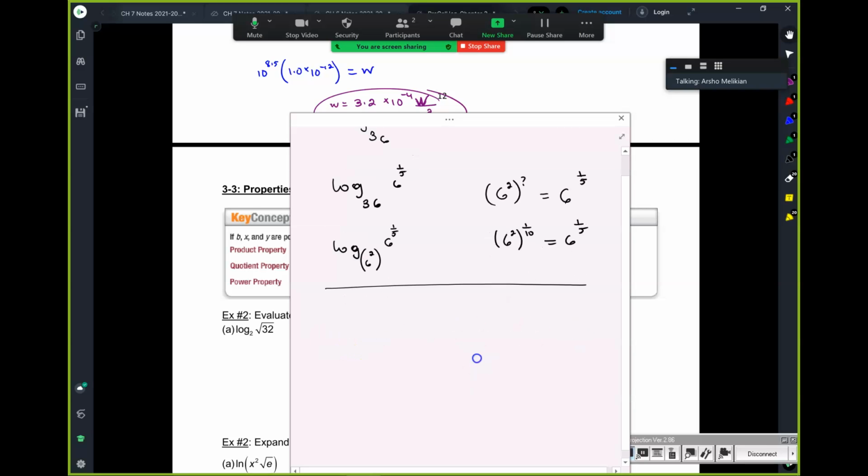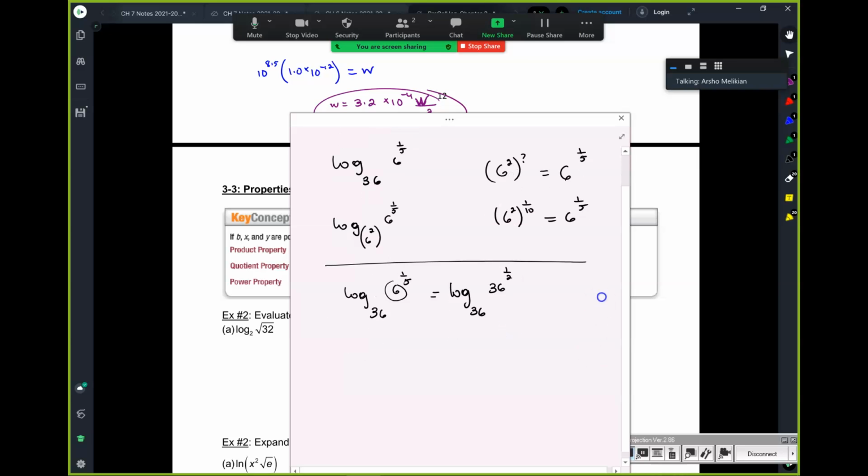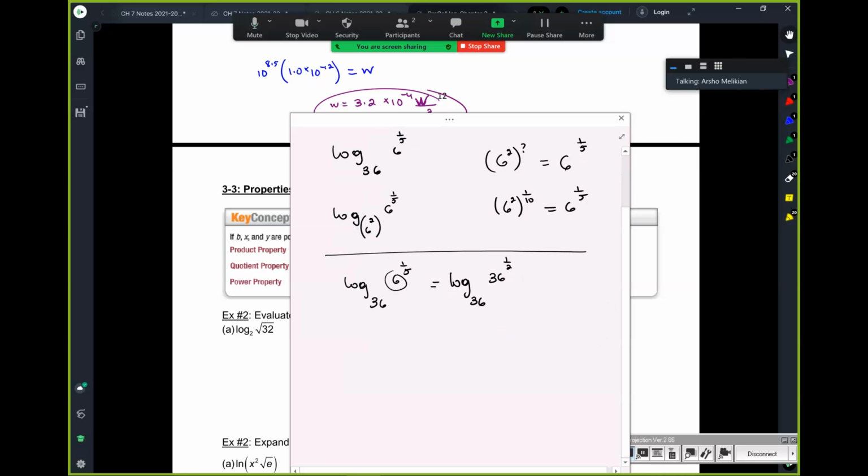Another way to do it is this. You have log base 36 of 6 to the 1/5. Another way you can do it is you can rewrite this 6. So log base 36, what's the 6? It's 36 to the 1/2, right? So kind of like make it the same as this. 6 is 36 to the power of 1/2, right? Root 36. So 6 is that to the power of 1/5. And again, that'll multiply to 1/10, that exponent.